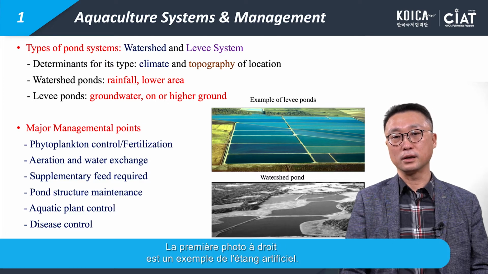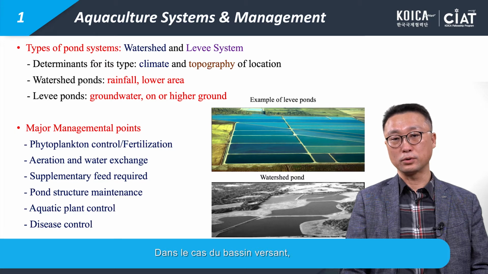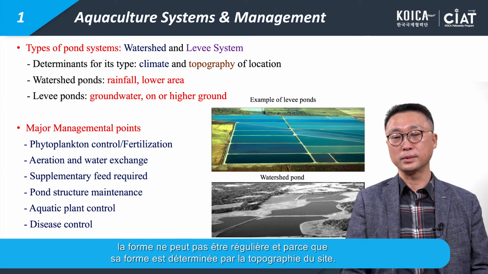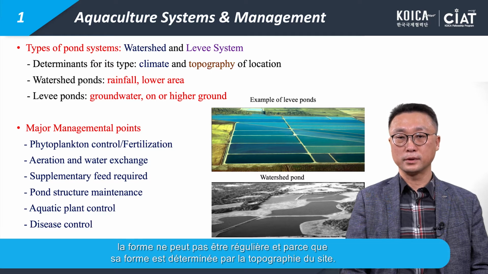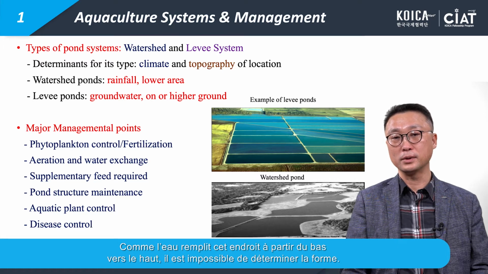The first picture on the right side is an example of a levee pond. You can see the regular size of the pond, which has a levee around each impoundment. But in the watershed pond, there is no such regular shape. It is a naturally formed topography, and that's why the water comes into the lower point and fills up from the bottom to the top, and it cannot have a regular size or regular shape of pond.